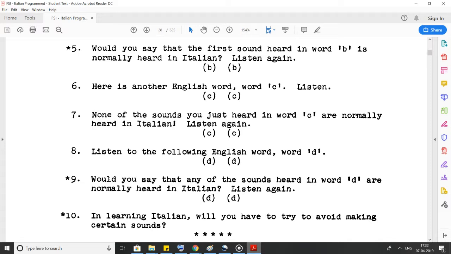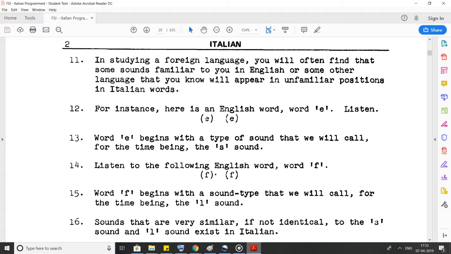Frame 10. In learning Italian, will you have to try to avoid making certain sounds? The answer is yes. In studying a foreign language, you will often find that some sounds familiar to you in English or some other language that you know will appear in unfamiliar positions in Italian words. For instance, here is an English word, word E.